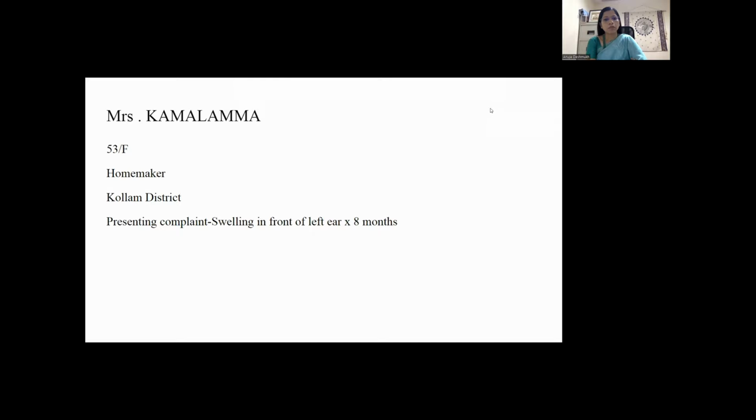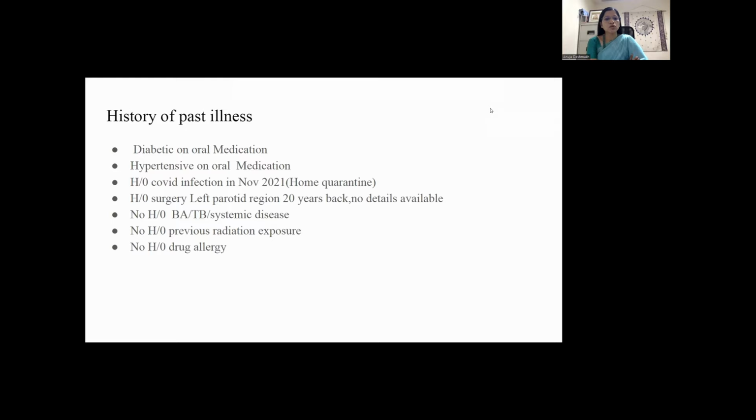Can you go back to your 20 years history? Go back to that slide. So there were no details about that surgery 20 years back, what HPR came, and nothing was known. Ma'am, the patient doesn't have any details, but on further probing, she said that as per the doctors who were treating her, it was non-malignant, not cancerous.